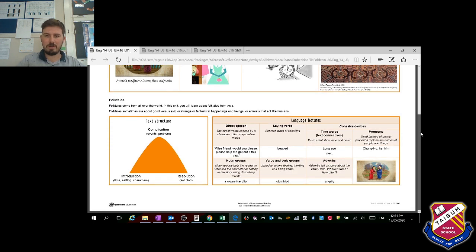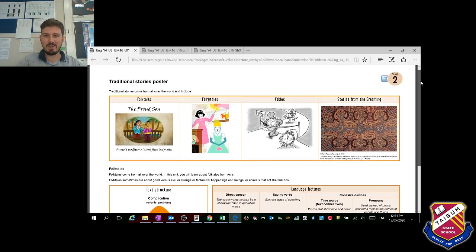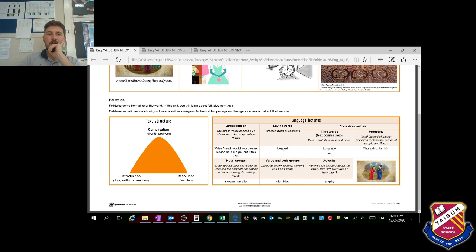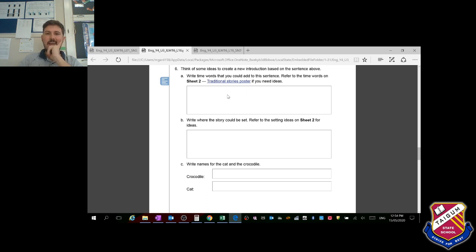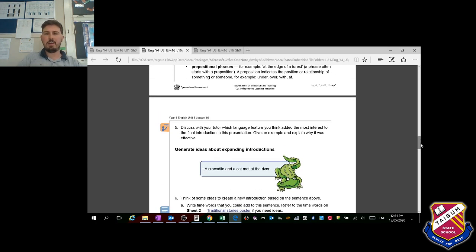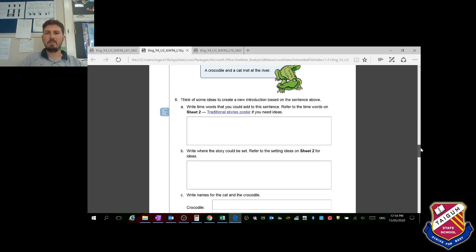Sorry guys, I haven't got my glasses today, so it's a bit tricky. But use some ideas from this poster. I think it can be any ideas, folk tales from Asia, it could be indigenous Dreamtime stories, anything you want. Think of a setting and then add it to that sentence here and write it down there. Off you go.